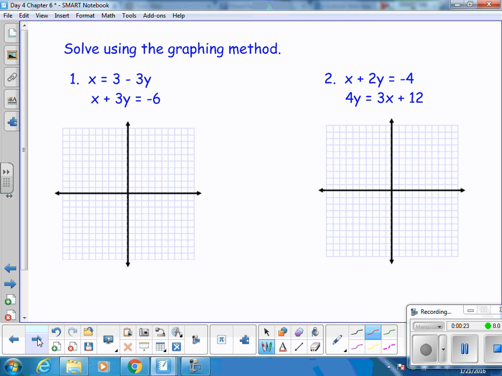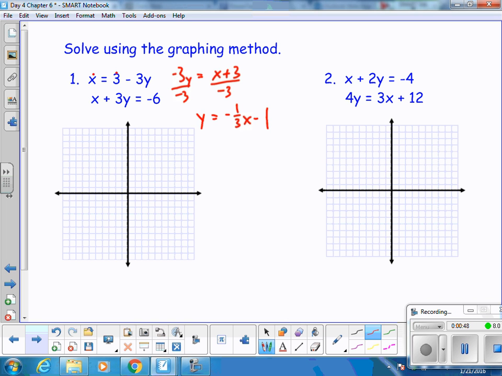So number one, I've got a linear relationship. I need to turn this into slope-intercept form, so I'm going to subtract 3 from both sides, so I end up with negative 3y equals x plus 3. I'm going to divide everything by negative 3 so I can get this in slope-intercept form. And there's my first one.